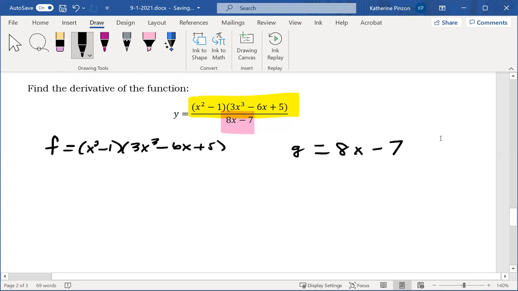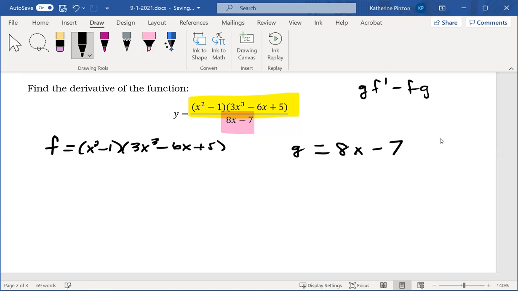So when I'm doing the quotient rule, I need g f prime minus f g prime over g squared, right? So I've labeled f and g. Now I'm going to find f prime, and I'm going to find g prime. g prime's the easy one. What's the derivative of g going to be? 8. Derivative of g is 8, right? The number times x, derivative is just a number. Derivative of negative 7 is just 0. So g prime is going to be 8.